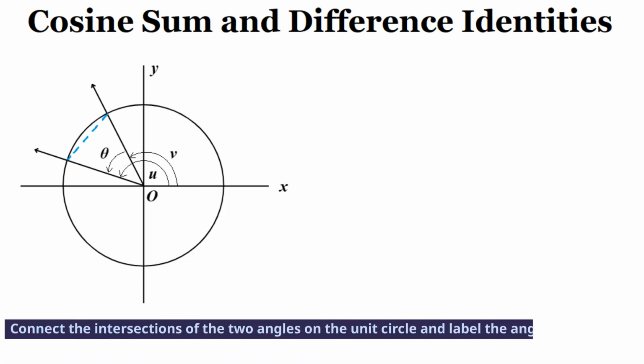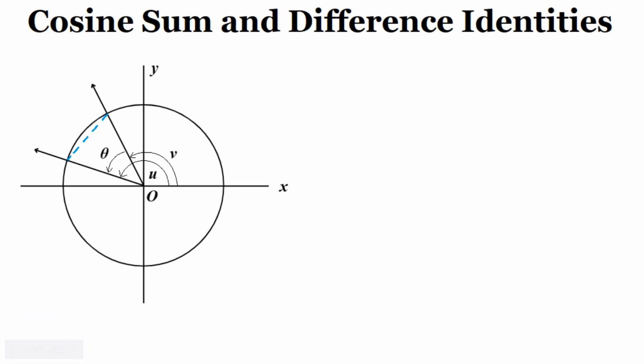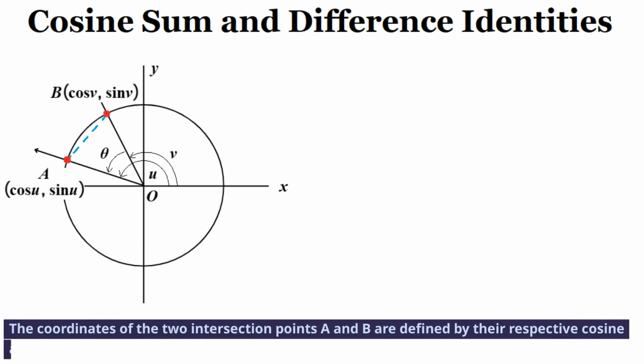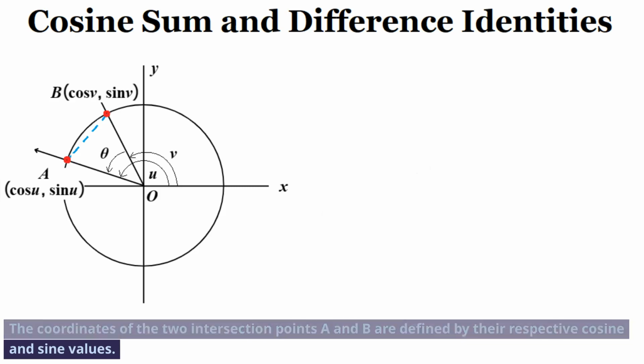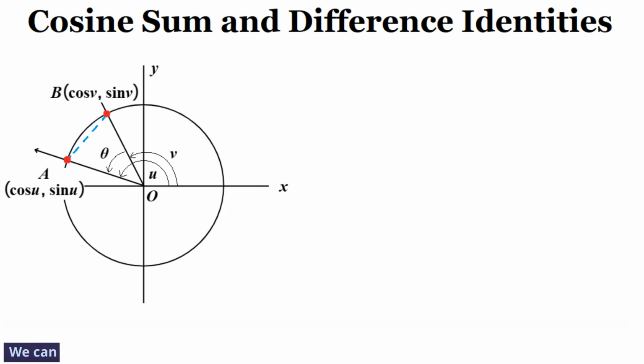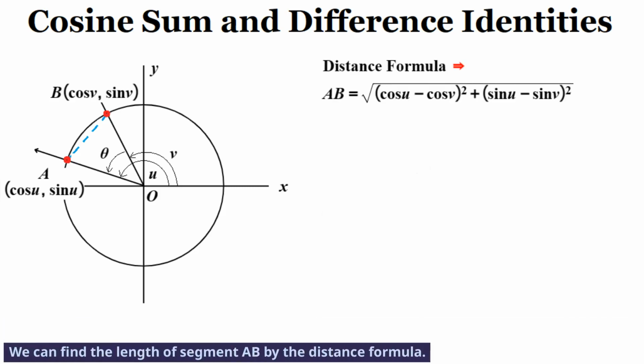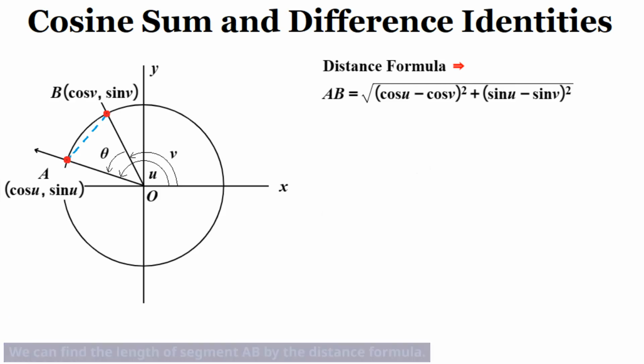Connect the intersections of the two angles on the unit circle and label the angle between them as theta. The coordinates of the two intersection points A and B are defined by their respective cosine and sine values. We can find the length of segment AB by the distance formula.